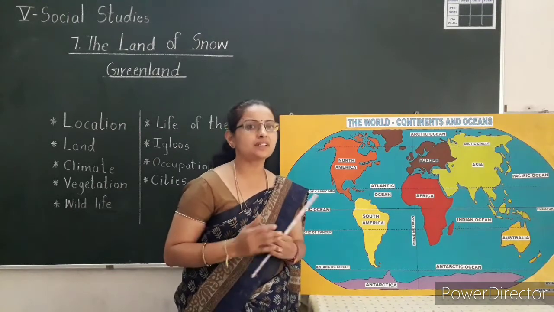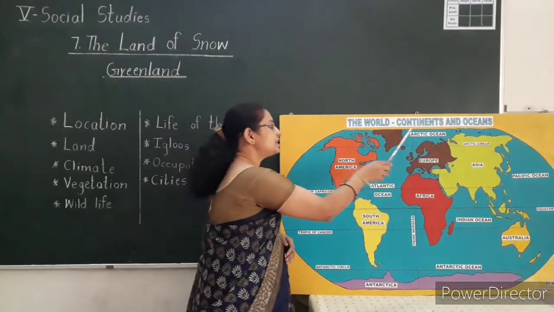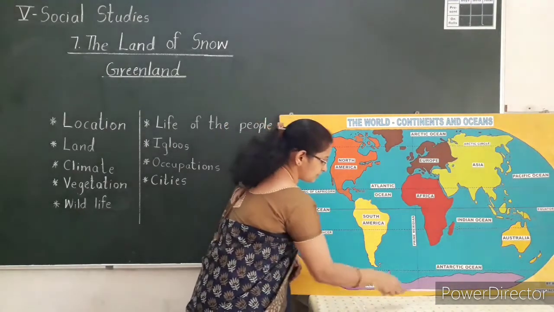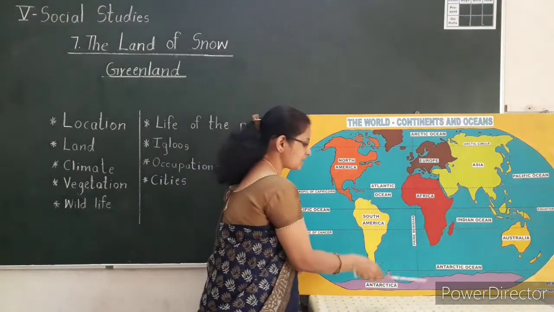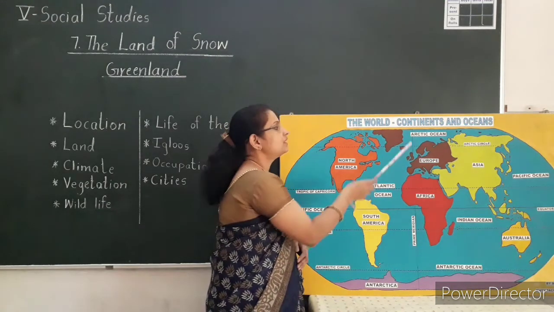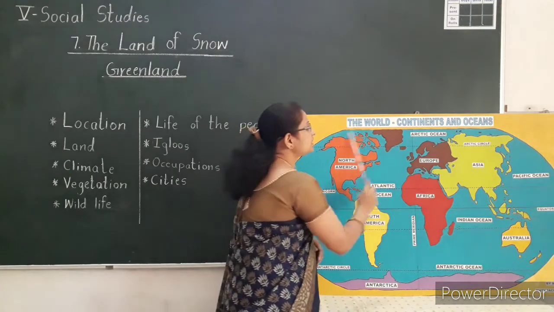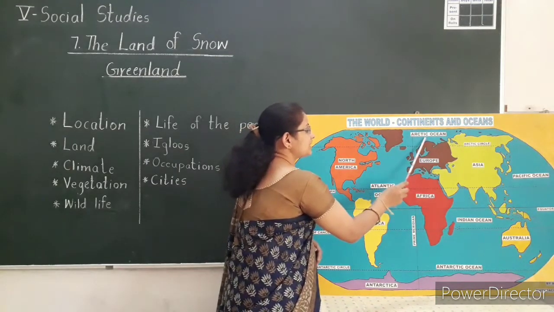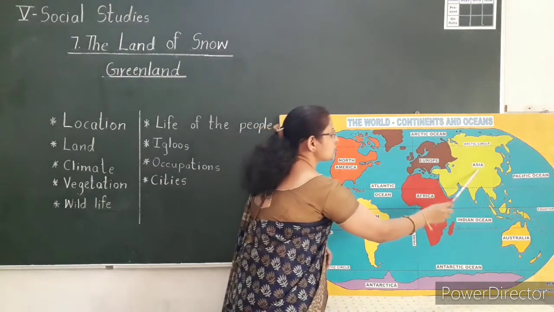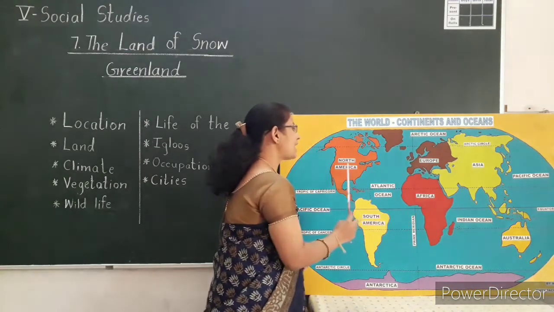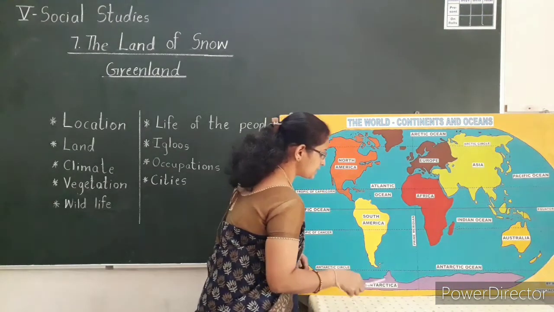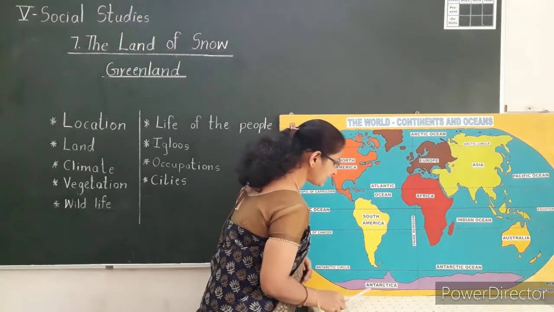So, we have studied that the places near the poles are in the frigid zone. The regions around the poles are called polar regions. Around the North Pole is the Arctic Ocean. This ocean is surrounded by Asia, Europe and North America. Around the South Pole is the continent of Antarctica.